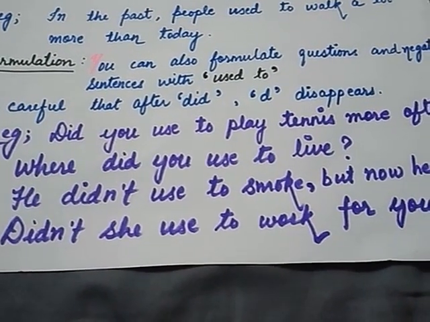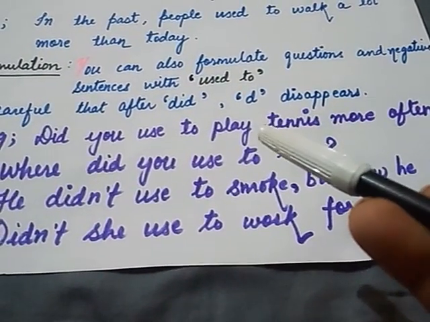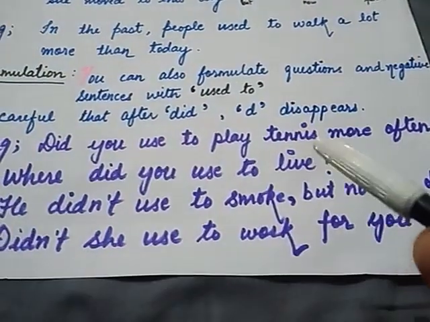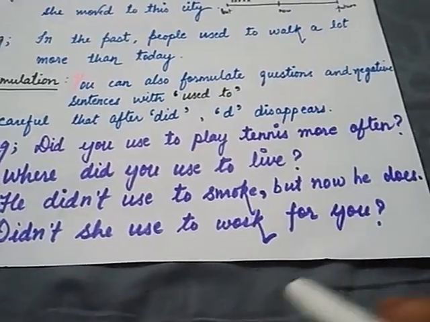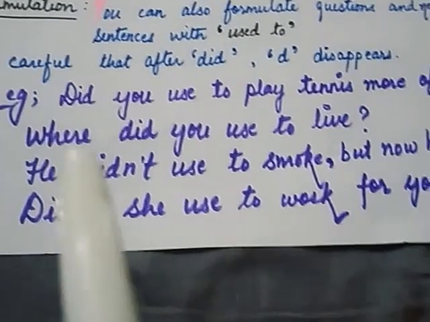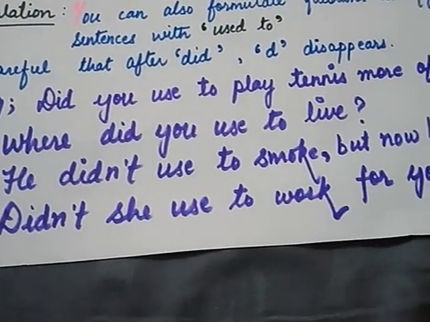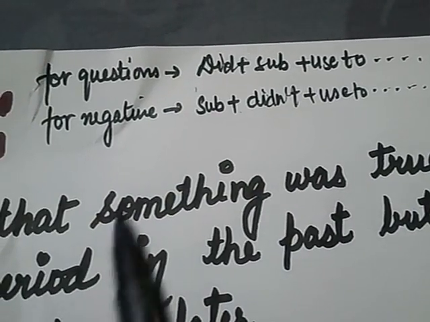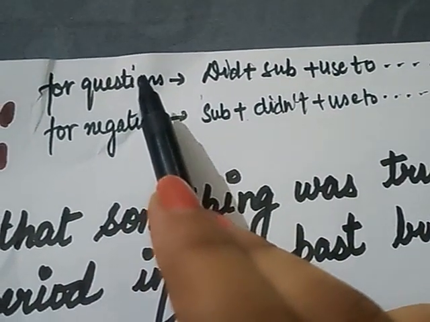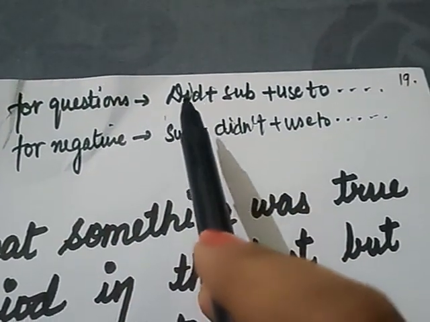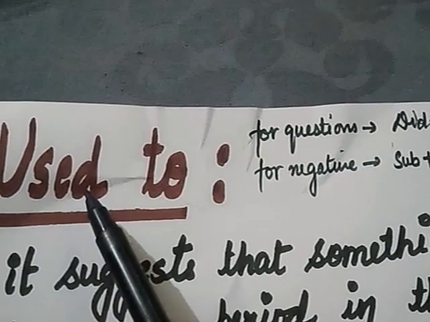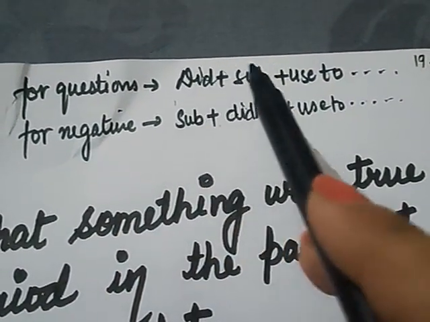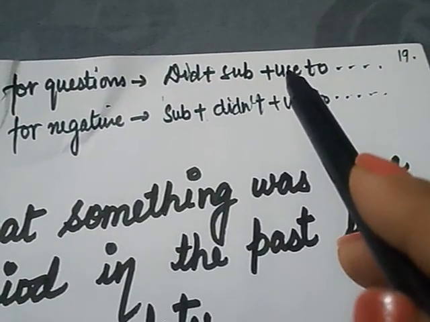And for questions, it's the same thing. To make questions, we'll start the sentence with did and then the subject, which can be he, she, it, anything, and then again we use use to in place of used to. So let me write the syntax first for questions. When you make questions, you have to use did first, then the subject, then use to, not used to. Here we are talking about used to, but with questions we use did plus subject plus use to. D will disappear.